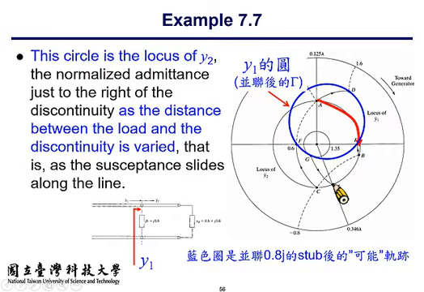The purpose of this shunt susceptance operation is to minimize the magnitude of the reflection coefficient, is to minimize the standing wave ratio, so that a better matching can be achieved with this approach. So looking at the blue circle, where has the minimum SWR ratio or the minimum value of the reflection coefficient magnitude?